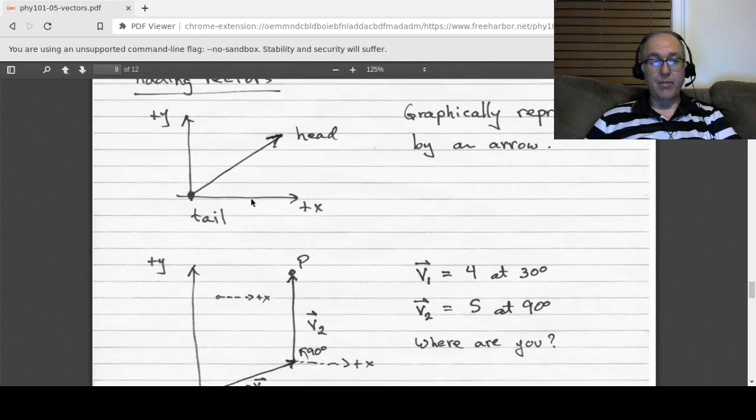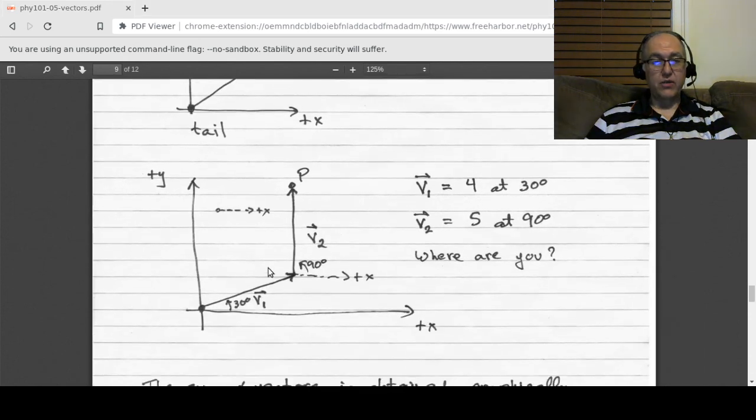And so in my next diagram, I've shown you how you add two vectors. So here I have a vector v1. I don't know why I called it v1, but I called it v1. So we have a vector v1, and then we're going to walk vector v2 like that. So to walk vector v1, we're going to walk 4 meters at 30 degrees, and then to walk vector v2, we're going to walk 5 meters at 90 degrees. And I'm going to ask the question, where are you? Where do you end up?